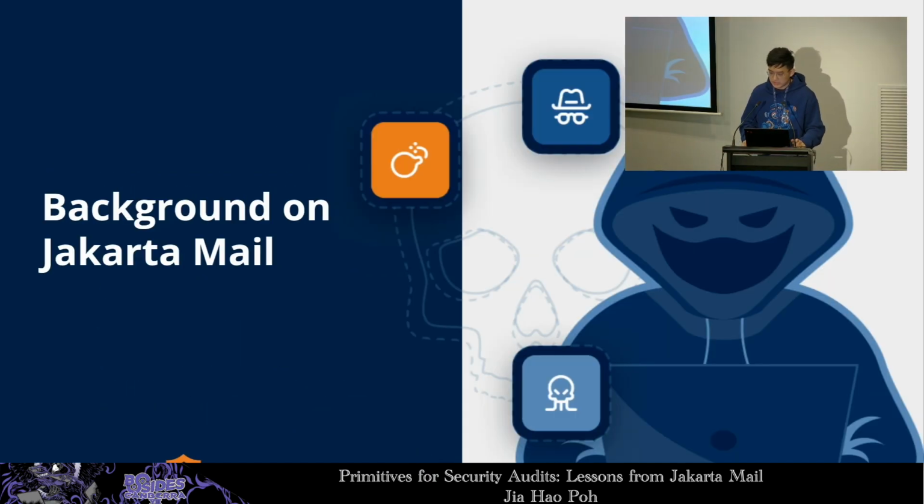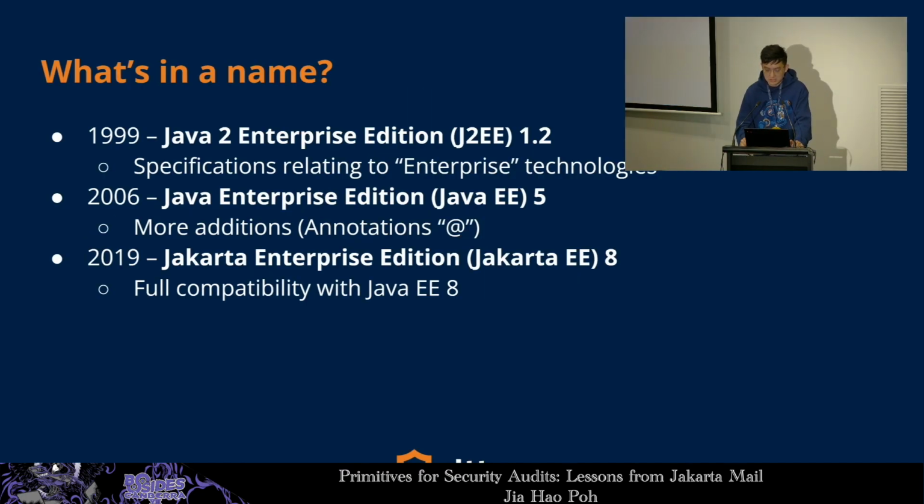So, what exactly is Jakarta Mail and why is it not called Java Mail? Well, the Java Enterprise Edition name can be confusing, especially when we see that Java 2 was renamed to Java and then losing the word Java altogether. So, Java 2 Enterprise Edition, or J2EE, was released in 1999. This saw the introduction of specifications relating to enterprise technologies such as Enterprise Java Beans, Java Server Pages, Java Naming and Directory Interfaces, which we recognize as JNDI.